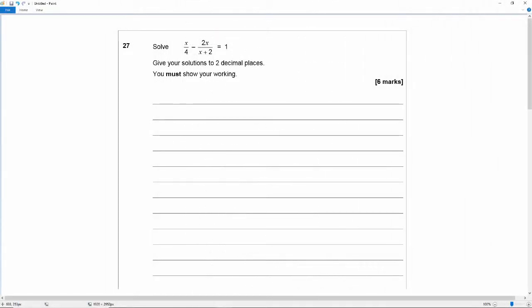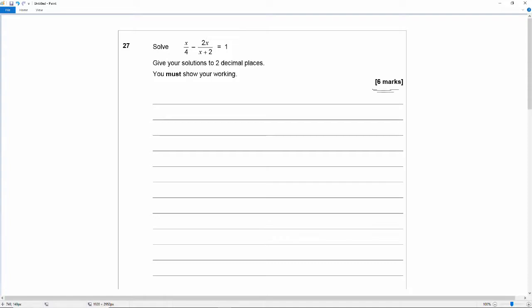And we're picking up in question 27, which says solve x over 4 minus 2x over x plus 2 is equal to 1. Give your solutions to two decimal places. You must show your working. Something tells me that this is not going to be an easy solution.